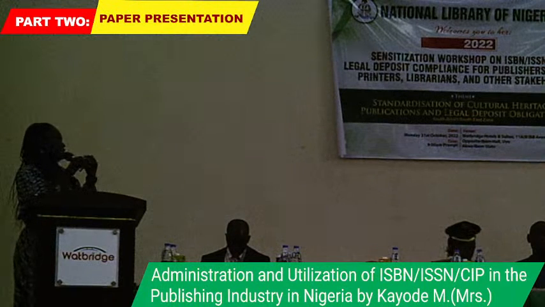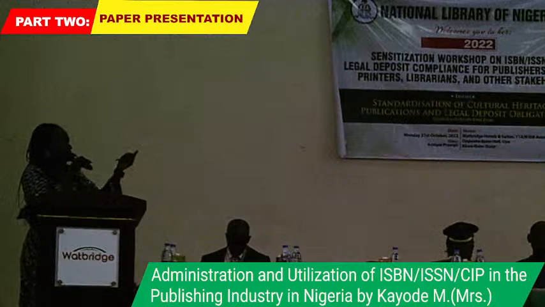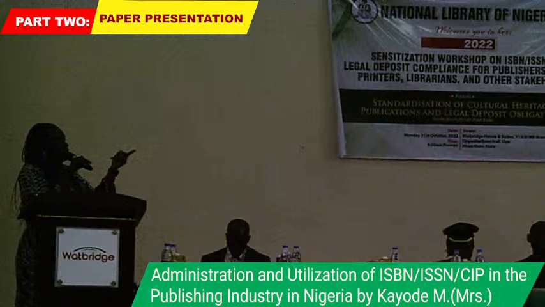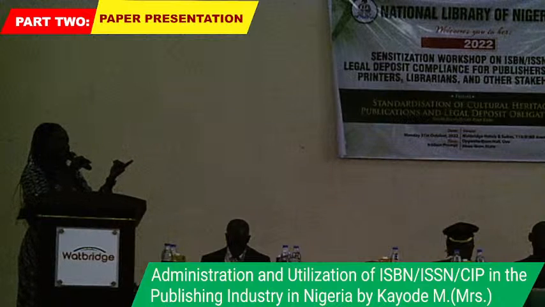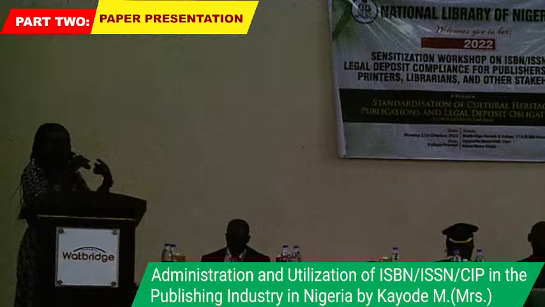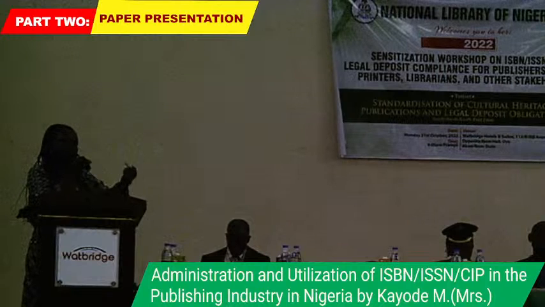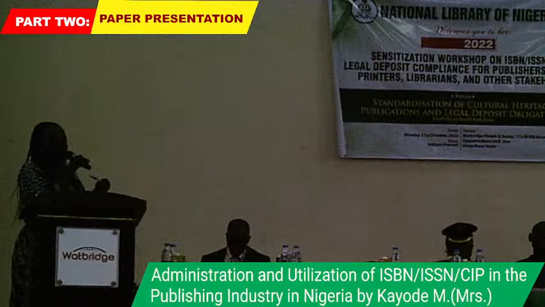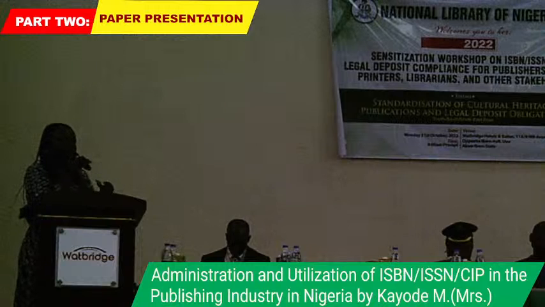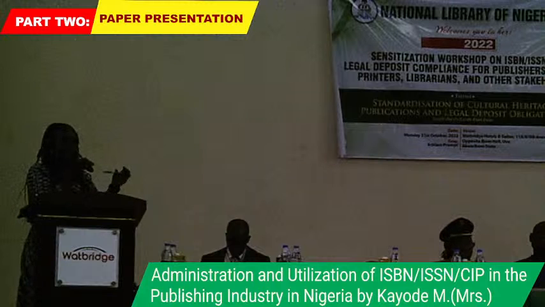And then if it's for individual author publishers, the individual will have to attach a valid ID card, either the international passport, voter's card, driver's license, or national ID. Then you must have your visual proof of publication, that is your preliminary pages. You must have it. That qualifies you for ISBN. If you don't have your preliminary pages, there's no way we can issue you an ISBN.